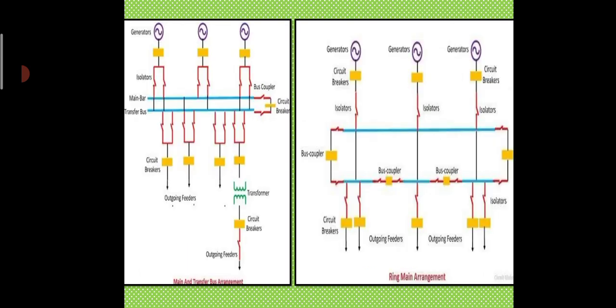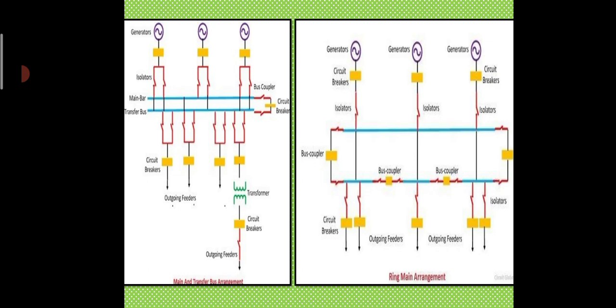Main and transfer bus arrangement, and the second one is the ring main arrangement. In the main and transfer bus bar, this arrangement is an alternative to the double bus bar scheme. It consists of two independent buses, one of which is normally energized.